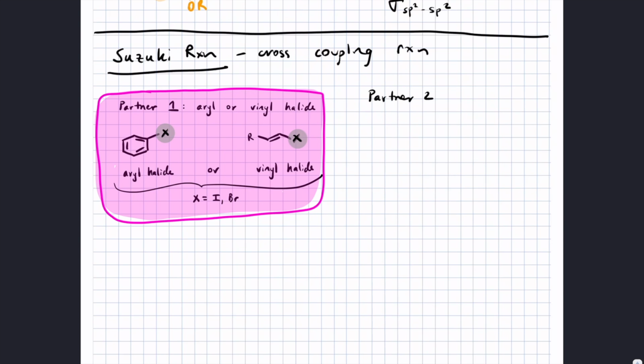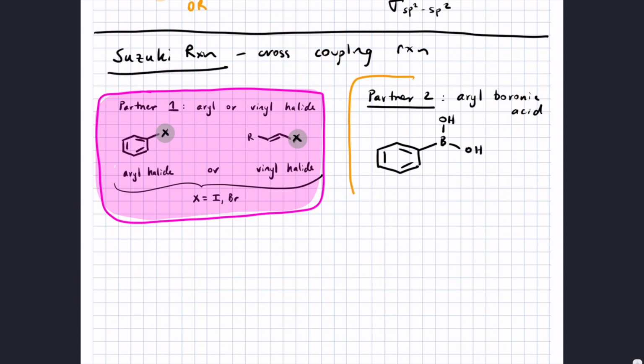But partner 2 is an aryl boronic acid, or in other words, some kind of benzene ring attached to boron, and then the boron itself is attached to OH groups. Your text will probably tell you how you might synthesize boronic acids. That won't be important for our discussion this semester, though I'll point out that they're not that hard to synthesize and some of them are commercially available.